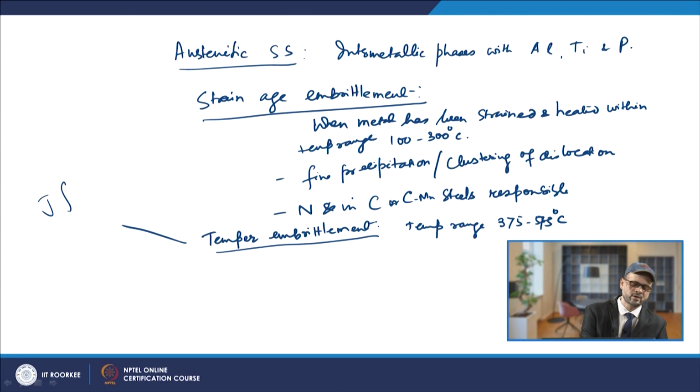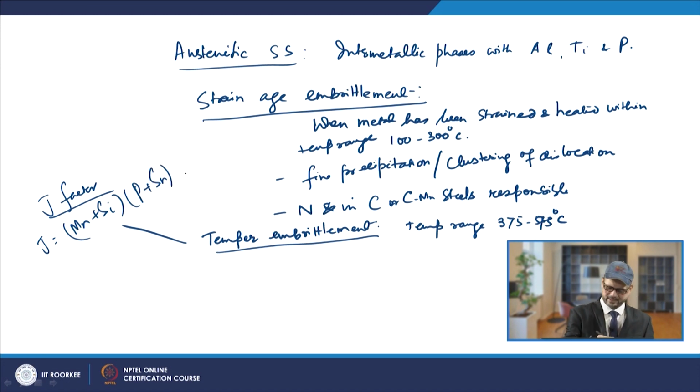Now, for finding how susceptible a steel is to temper embrittlement, there is a parameter, that is the J factor. This J factor calculation is based on the values of the alloying elements which are there. J will be calculated as manganese plus silicon, multiplied by phosphorus plus tin, and then this will be multiplied by 10 raised to the power 4.